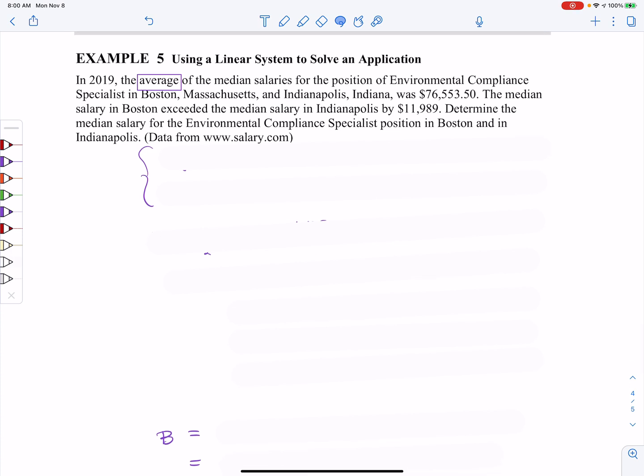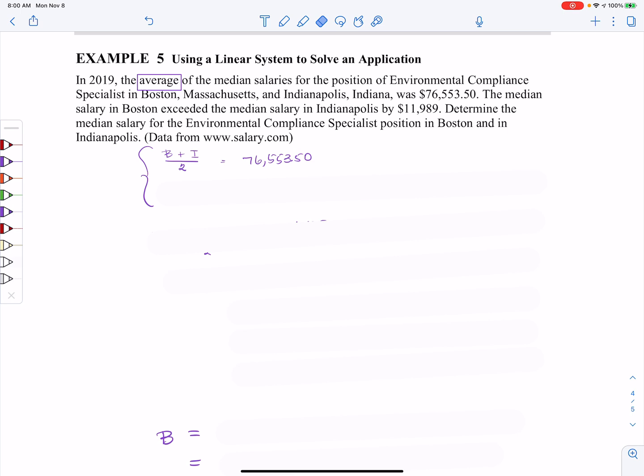Example number 5. In 2019, the average of the median salaries for the position of environmental compliance specialist in Boston, Massachusetts, and Indianapolis, Indiana was $76,553.50. Now, let me stop right there. Let's make that sentence tons shorter. The average of the salaries is $76,553.50. So the very first thing I'm going to do is write exactly that. Remember that average is where you add them together and divide by how many there are. So the average of these two salaries, Boston plus Indianapolis, divided by 2 was the 76,000 number.